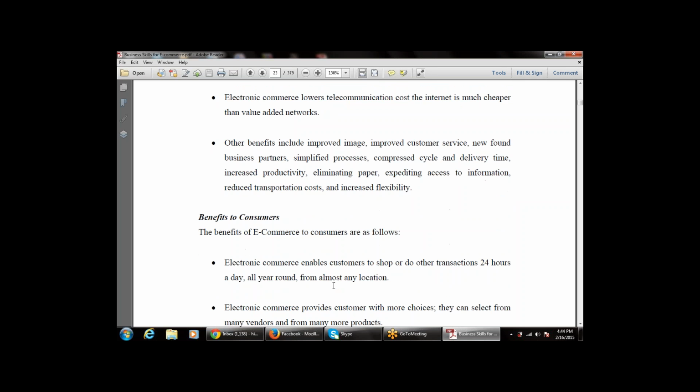These are the other benefits: it eliminates paper, that is, there is no usage of paper in the organization. Now the benefits to the customer, that is, what are the benefits provided by e-commerce to various customers. One of the major benefits is that e-commerce is available 24 hours a day, all year around, at almost every location. That is, 365 days a year, 7 days a week, 12 months in a year. That is all-time availability.